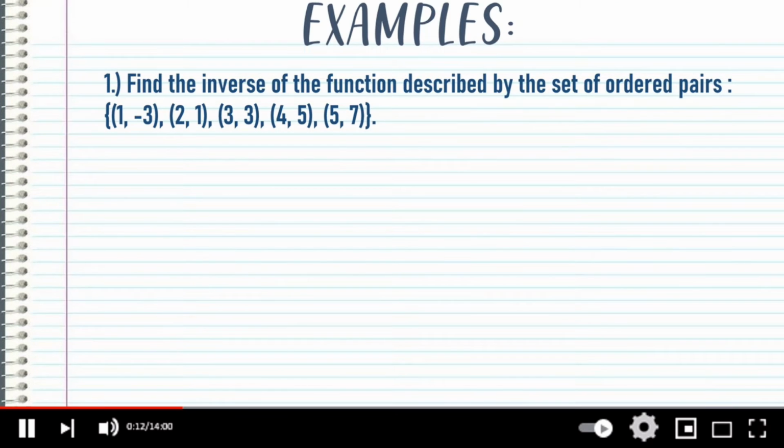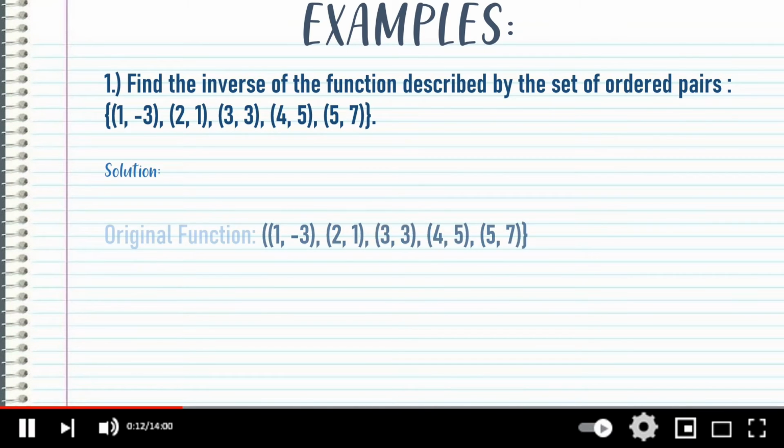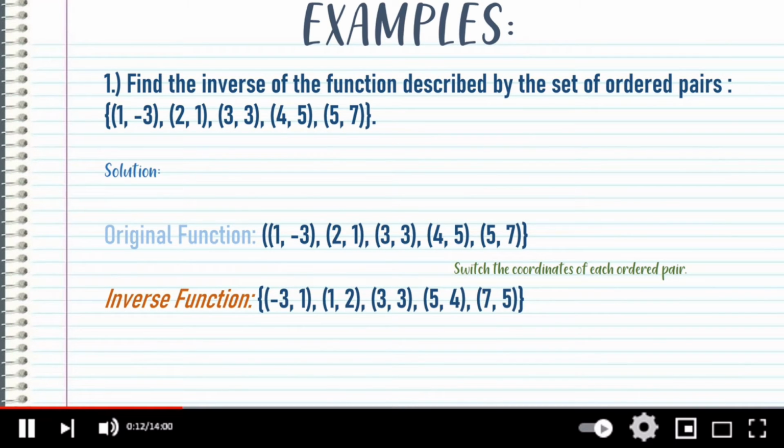Now let's take a look at these examples. Find the inverse of the function described by the set of ordered pairs (1, -3), (2, 1), (3, 3), (4, 5), and (5, 7). All we have to do is switch the coordinates of each ordered pair. So it will become (-3, 1), (1, 2), (3, 3), (5, 4), and (7, 5).